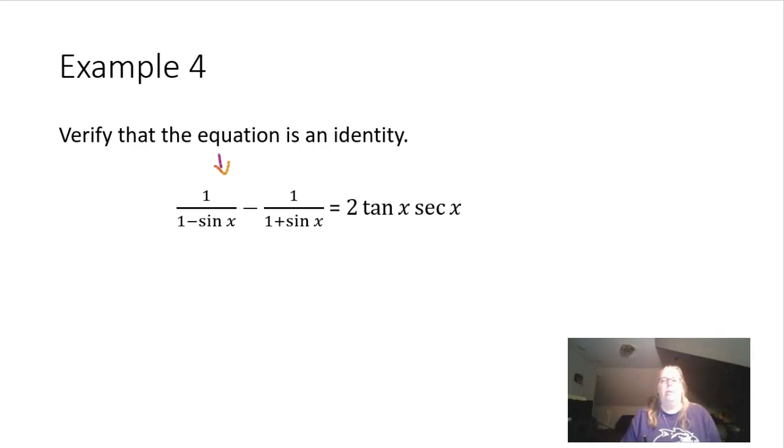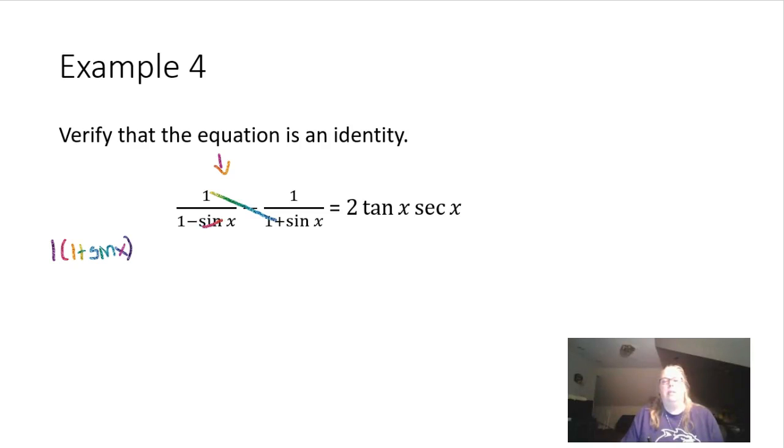Okay. Now, going back to what we did in example 1, I've got 2 fractions here. Let's get a common denominator. So I'm going to multiply this numerator times this denominator. That's going to give me 1 times 1 plus the sine of x.